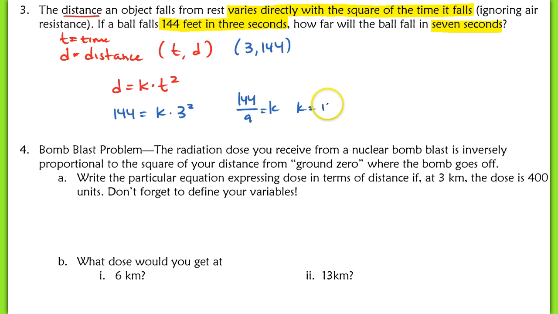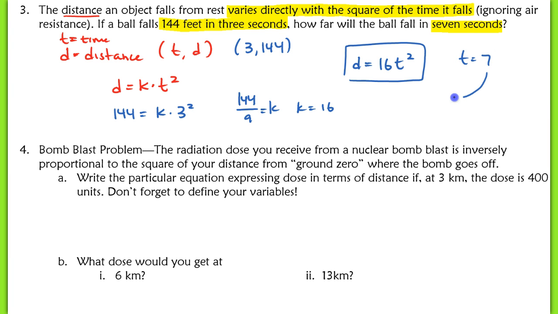So k is equal to 16, which means I have the particular equation d equals 16 times t squared. Now, with that equation, I'm going to answer the question, how far will the ball fall in 7 seconds? So in this case, t is equal to 7. We're going to plug that right in. That's something you can just type right into your calculator, 16 times 49.